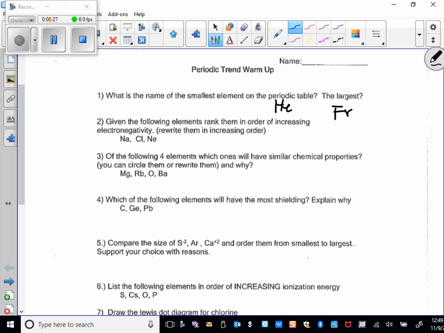All right. Now, electronegativity is very unique.